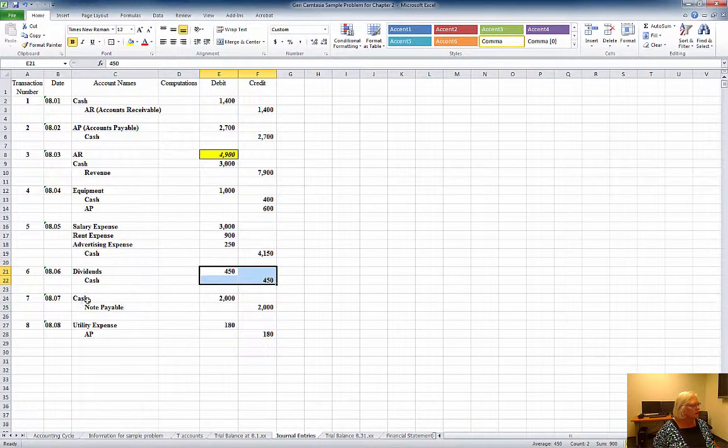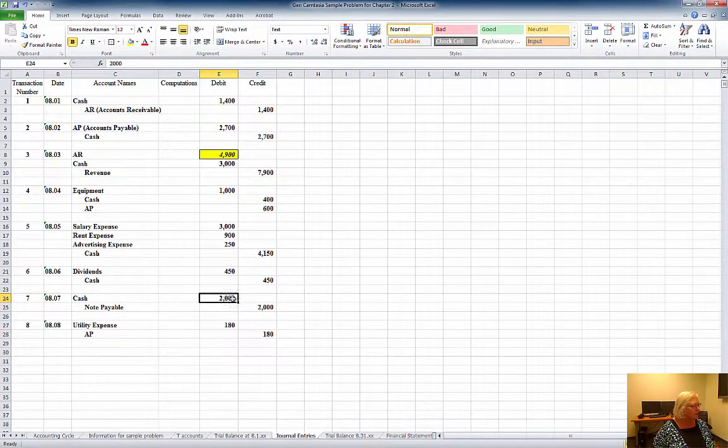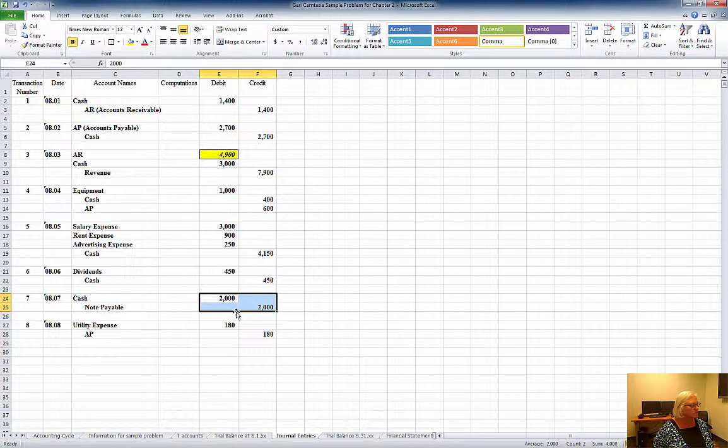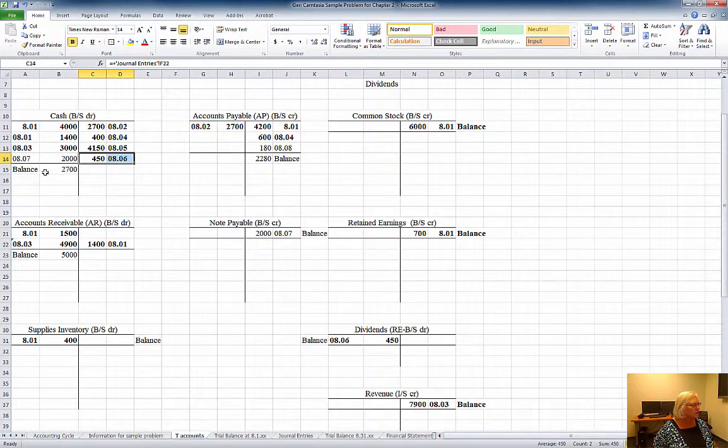All right, on August 7th, we debited cash $2,000, credit notes payable $2,000. Okay, so debit cash for $2,000, credit notes payable for $2,000.